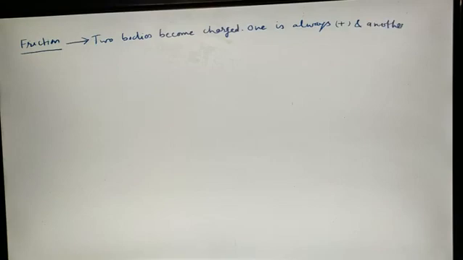So the two bodies become charged, and if you remember, they become charged in opposite ways. That means one body becomes positively charged, another body becomes negatively charged. So I should write here: two bodies become charged. One is always positive and another negative, always. And also both will have equal magnitude of charge.